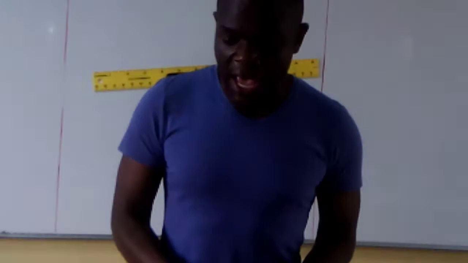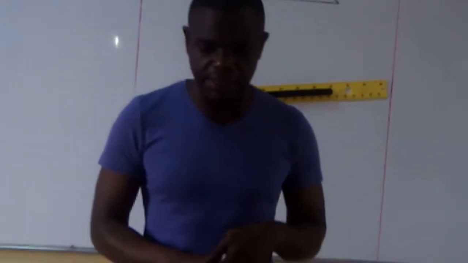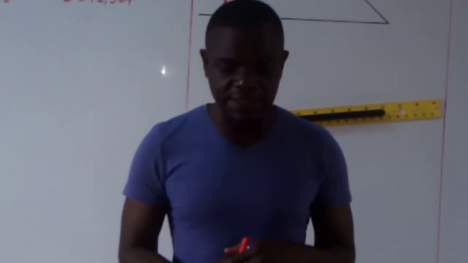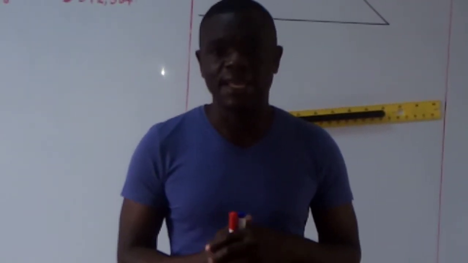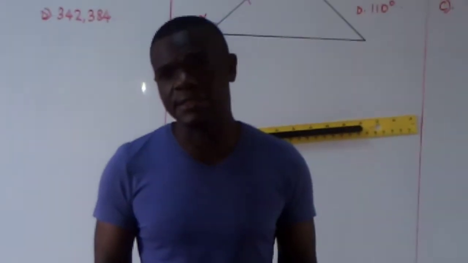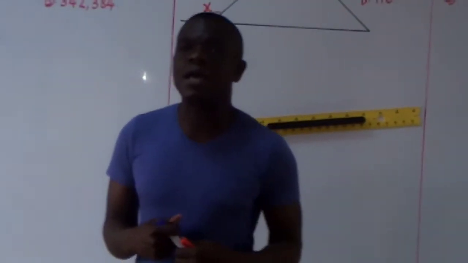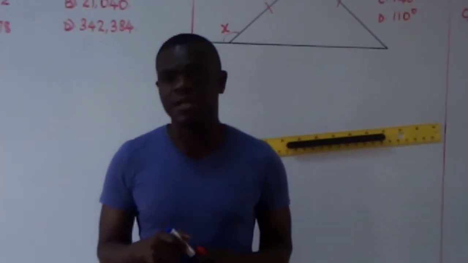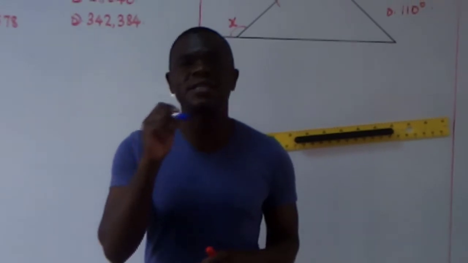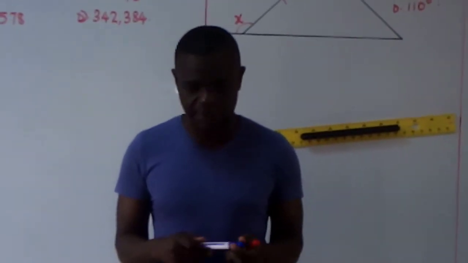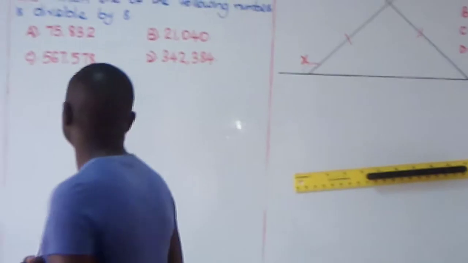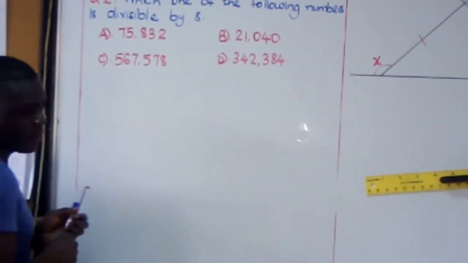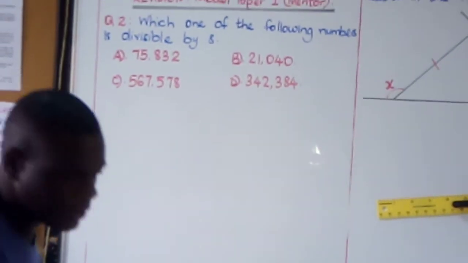Now, a number is divisible by 8 if the number formed by its last 3 digits is divisible by 8. I repeat, a number is divisible by 8 if the number formed by its last 3 digits is divisible by 8. Now, for example, let me write here that explanation, that a number is divisible by 8.